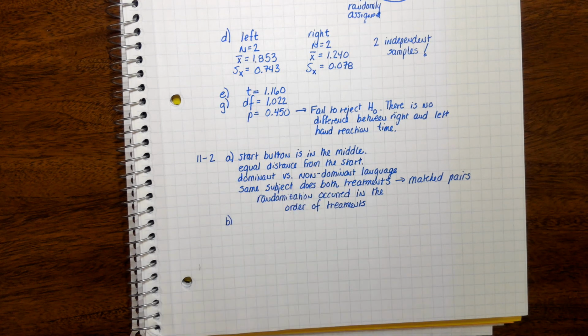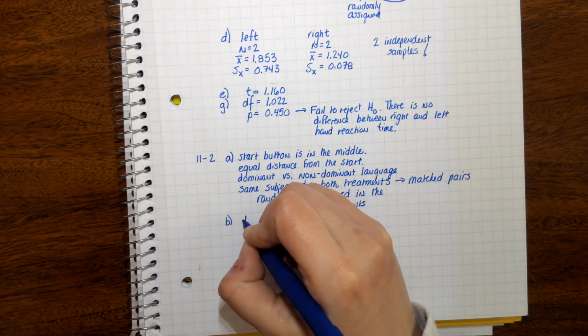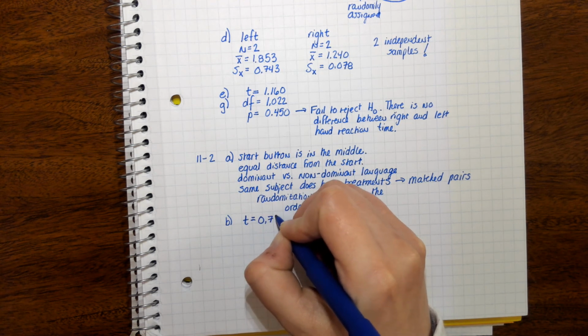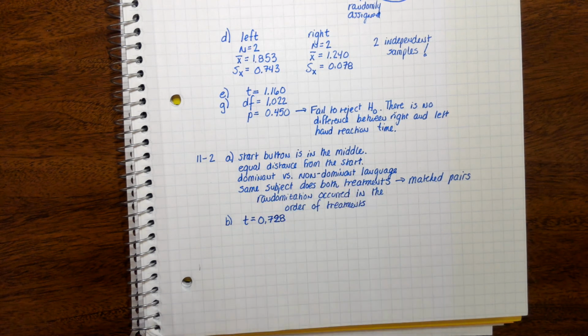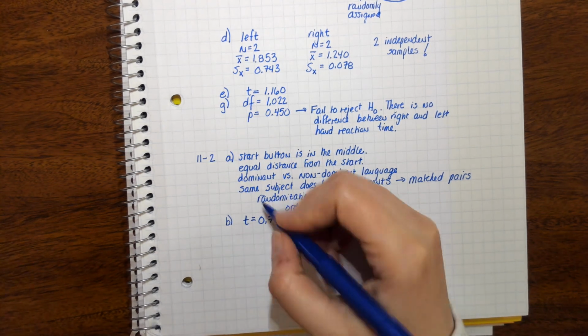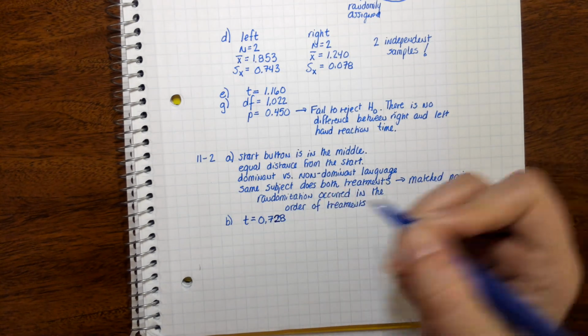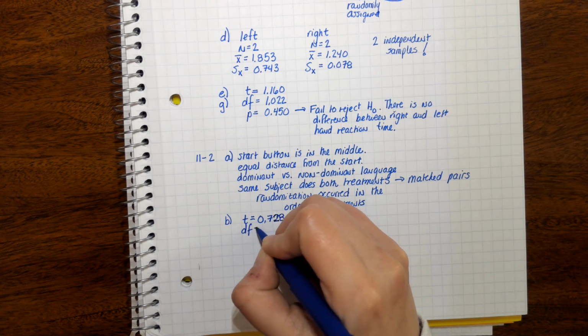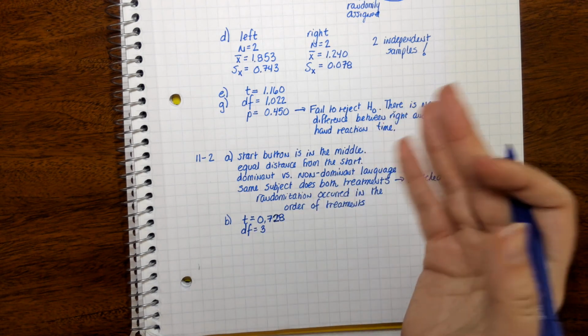Okay, B says because this data is paired data, it is possible to calculate the difference for each individual. With your team, conduct a t-test for the hypotheses. So what we are going to do is take the information from the video. The t value was 0.728. The degrees of freedom is 3 from the video, and would actually have been 3 also.